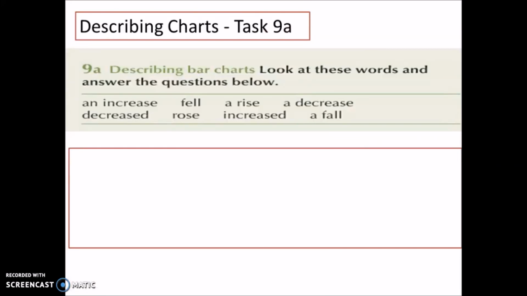This part is about the language when we are describing charts. We have some verbs and nouns here, and we have some synonyms as well. In 9A, we have 3 questions. Again, please do them now and then come back to see the answers.